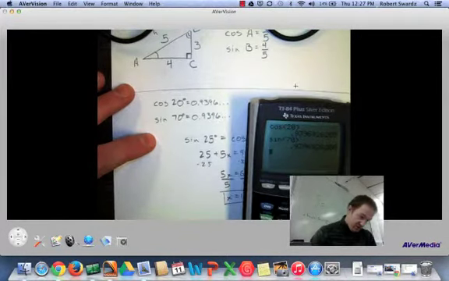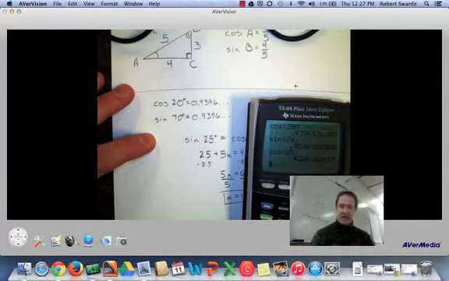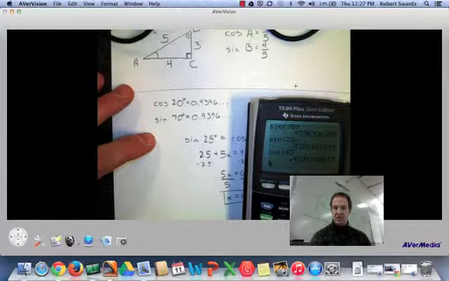Let's see, sine of 25, get that. Cosine of 65. Just checking our answer. Look at that. Exact same thing. So the cosine and the sine of complementary angles are equal.